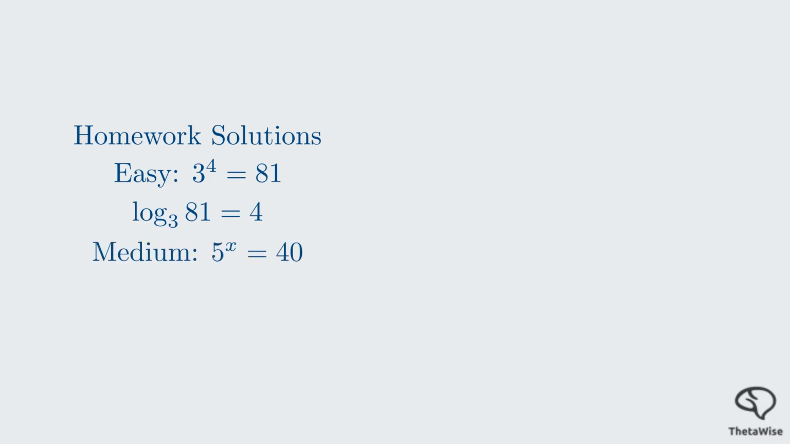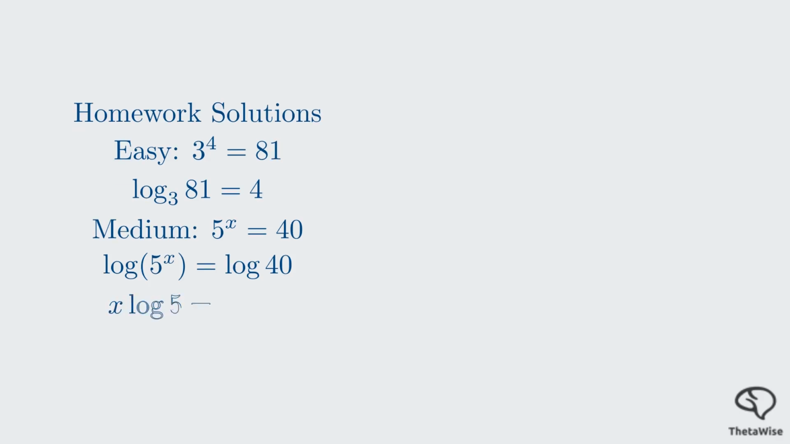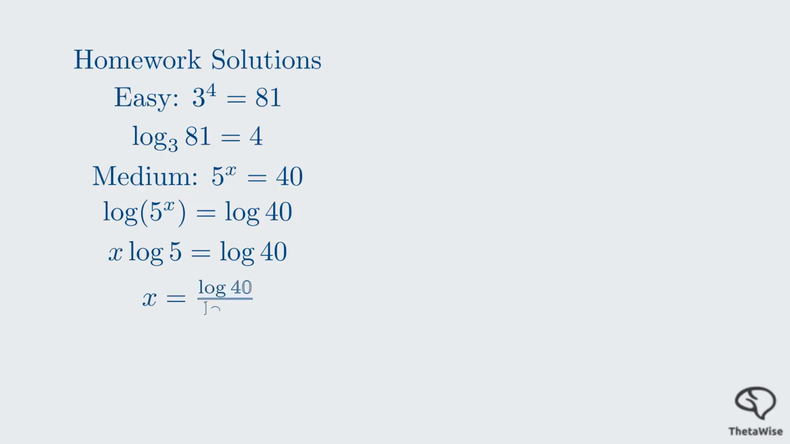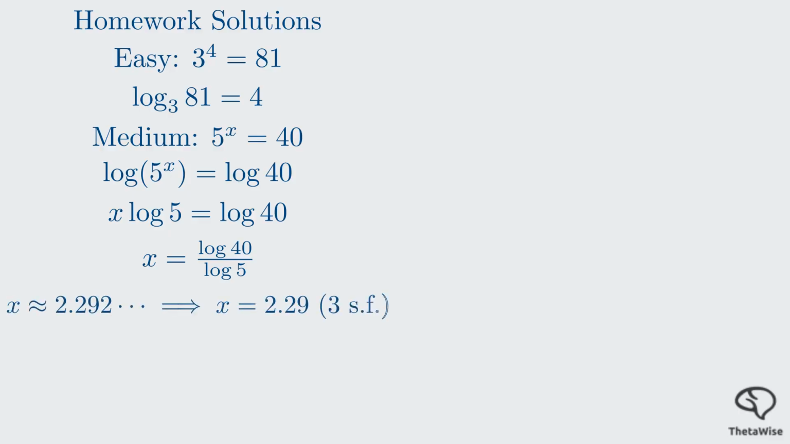For the medium solution, we solve 5 to the power of x equals 40. Take logs of both sides. Log of 5 to the power of x equals log 40. Use the power law. x log 5 equals log 40. Divide. x equals log 40 divided by log 5. Using a calculator, x is approximately 2.292, which rounds to 2.29 to 3 significant figures.